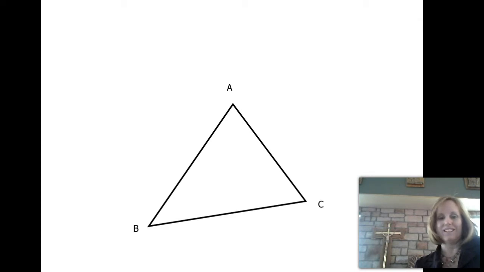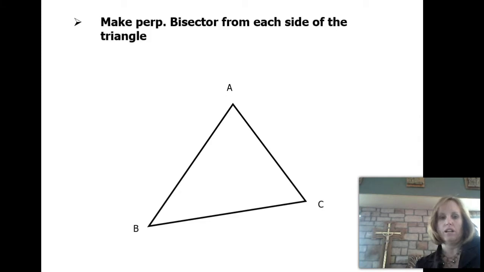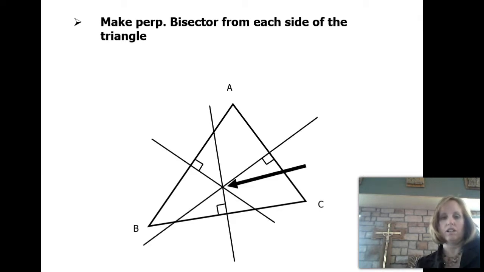Where would be exactly the middle of those 3 points? Okay, and I'm going to show you how we do it. First thing we do is we make perpendicular bisectors from each side of the triangle. So I'm going to draw these three kind of quickly. This line here is the perpendicular bisector of side AB. This line here is the perpendicular bisector of line AC, and this is the perpendicular bisector of line BC.